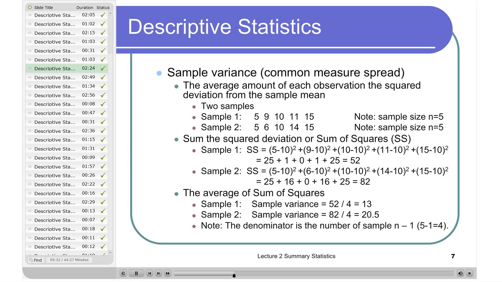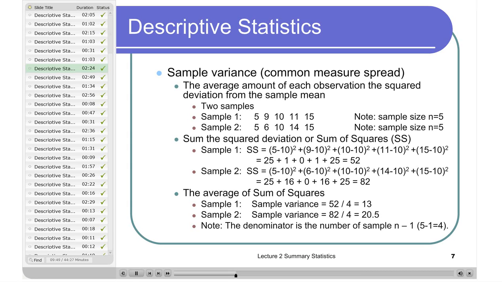Notice that in both of these examples, some of these subtractions are giving us negative numbers. It's important to keep in mind that when you square a negative number, it's going to turn into a positive number. For example, 5 minus 10 is negative 5. We're going to square that negative 5 and get a positive 25.